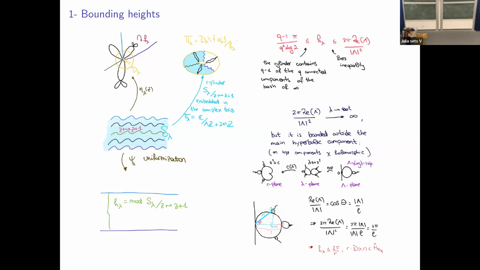And these cylinders embed in this torus. And this is why you have one inequality, Beer's inequality. And this is also why you have the other inequality, because here you have Q minus 1 connected components of the basin of attraction of infinity, and each one has modulus pi over Q squared over log 2. So you know that this height is bounded from below and from above. And what do you do about the slope?